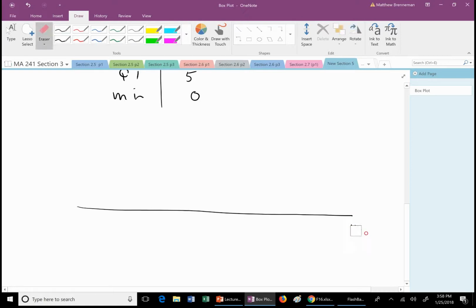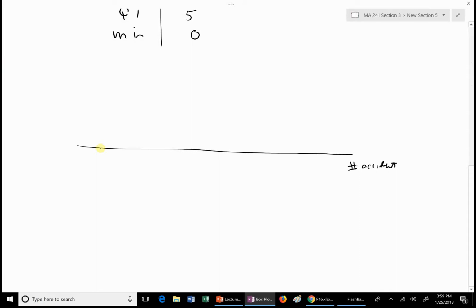So again, these are going to be our values. This is the number of accidents down here. And it goes from 0 to about 23, so we'll just do something like this. Notice that there's no y-axis. I'm just showing the location of kind of markers in the data set, right?